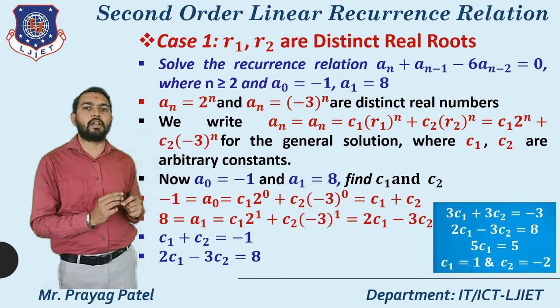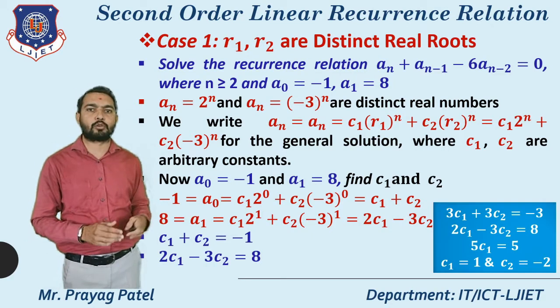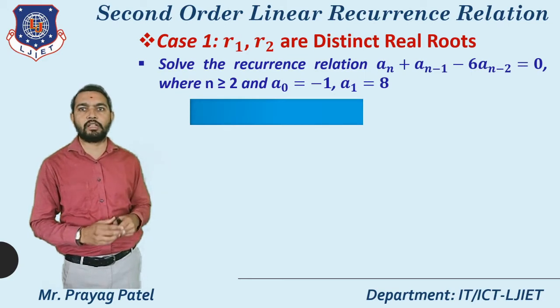Now put the value of C1 in the first equation and we will get the C2 value. So C2 is equal to -2. So C1 equal to 1 and C2 equal to -2. Now put these values in this equation.